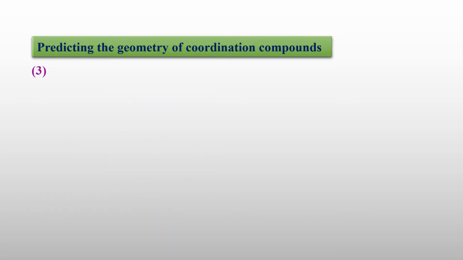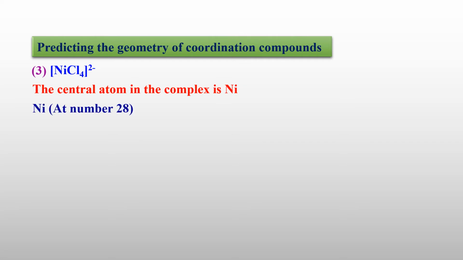See now the next example, that is the third one, tetrachloridonickelate. So in this the central atom or metal is nickel. The nickel atomic number is 28. So electronic configuration, argon is the nearest noble gas, 4s2 3d8. Now we'll find out the oxidation state of nickel in the complex.